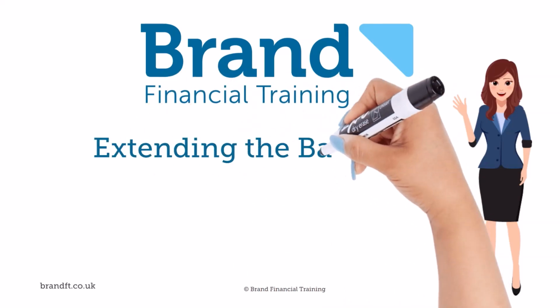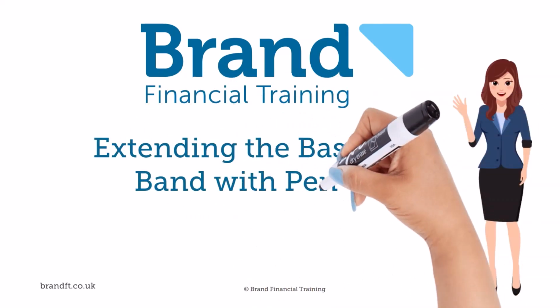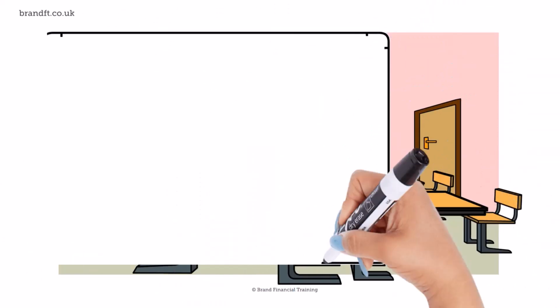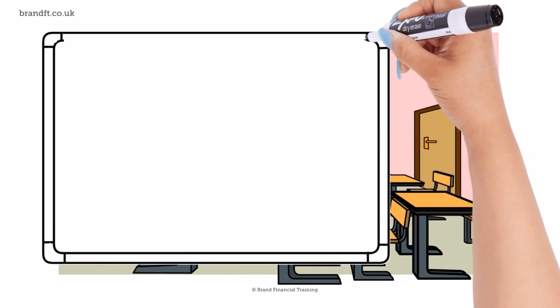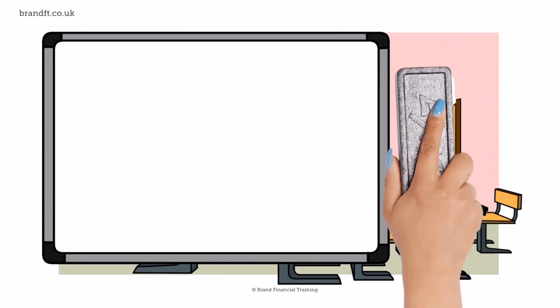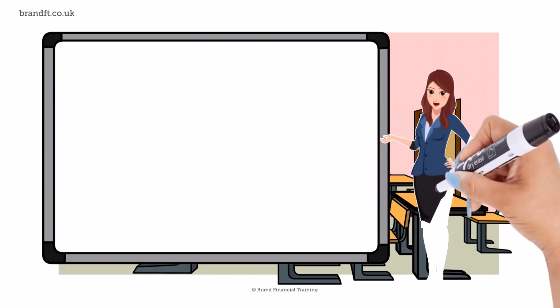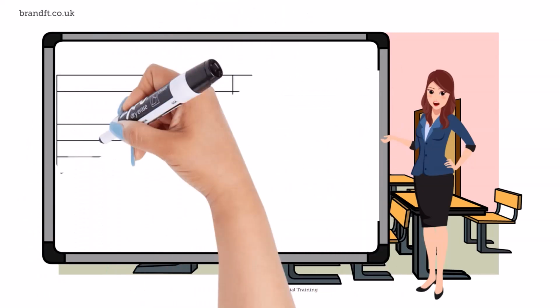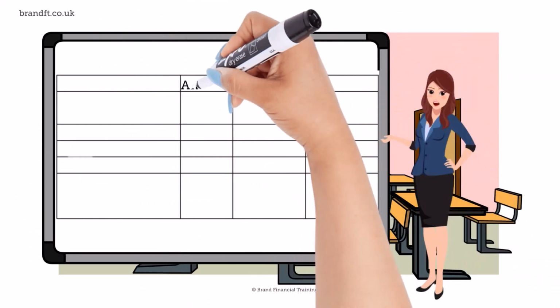In this video, we'll be looking at how pension contributions extend the basic rate tax band. One common stumbling block is understanding how pension contributions can extend your basic rate tax band, meaning more of your income is taxed at 20% instead of 40% or 45%. When tackling tricky concepts such as this, worked examples are often the best way to clarify understanding. So let's take a look at an example.